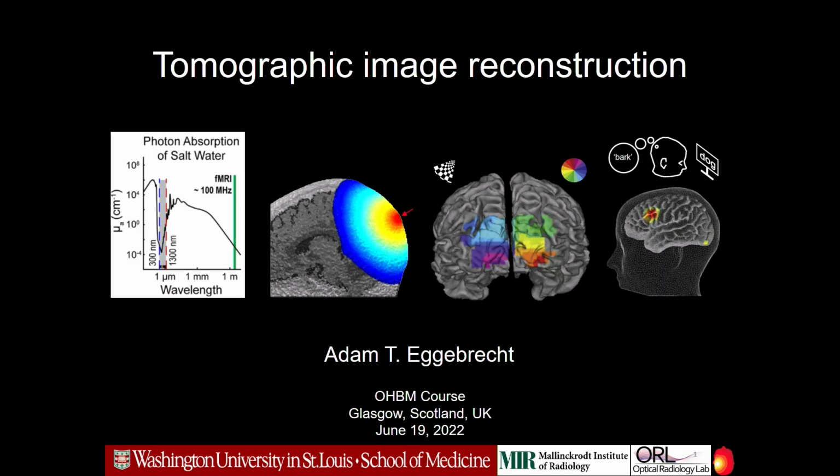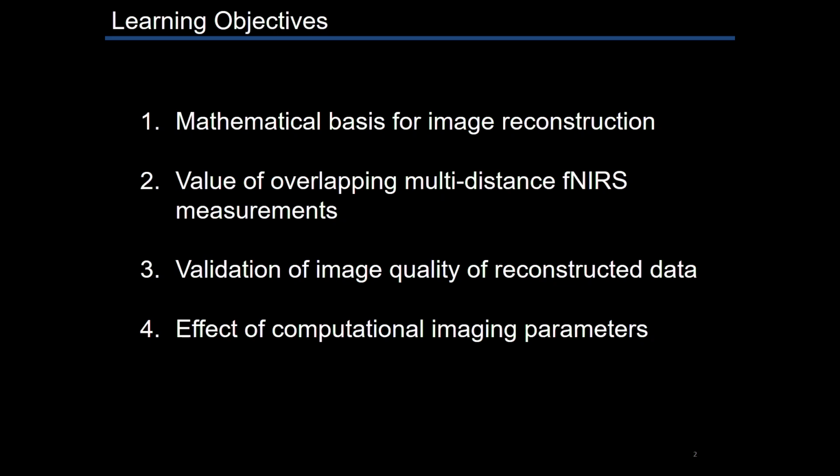I'm really excited to present with my team on all of these unique, different approaches than the standard at OHBM, generally speaking, of using fMRI or EEG and other methods. So for this talk, I'm going to focus on tomographic image reconstruction and all the things that are meant there. So learning objectives: mathematical basis for image reconstruction, the value of overlapping multi-distance fNIRS measurements, validation of image quality of the reconstructed data relative to fMRI, and the effect of computational imaging parameters.